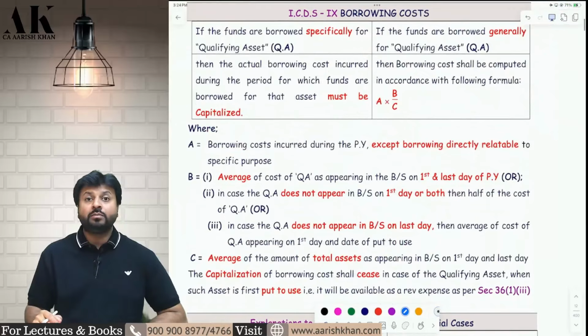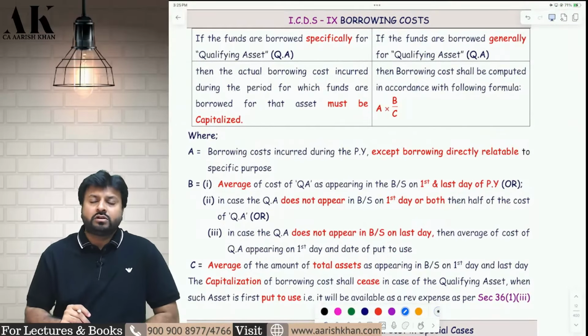Now, there is one ICDS on borrowing cost also, which is there in your accounts, financial reporting also.